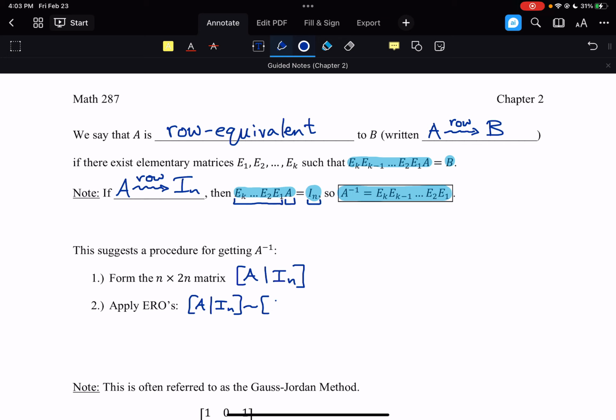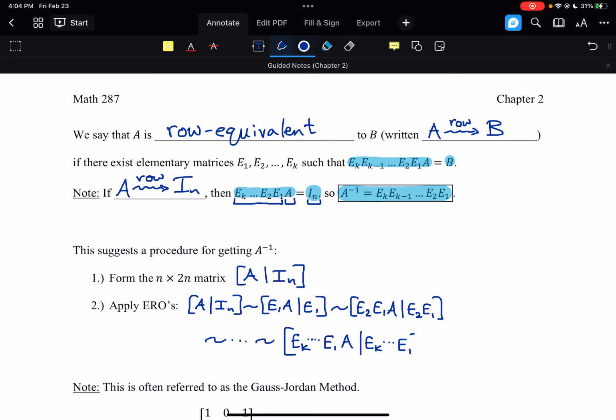We perform an ERO. That gives us E1A and E1, right? E1I, we don't need to write the I there. And then we apply another ERO, and we would get E2 E1 A, and then E2 E1. And we would keep doing this for as many EROs as it takes. And on the left-hand side, we'll have EK all the way down to E1 times A. And on the right-hand side, we'll have EK all the way down to E1.